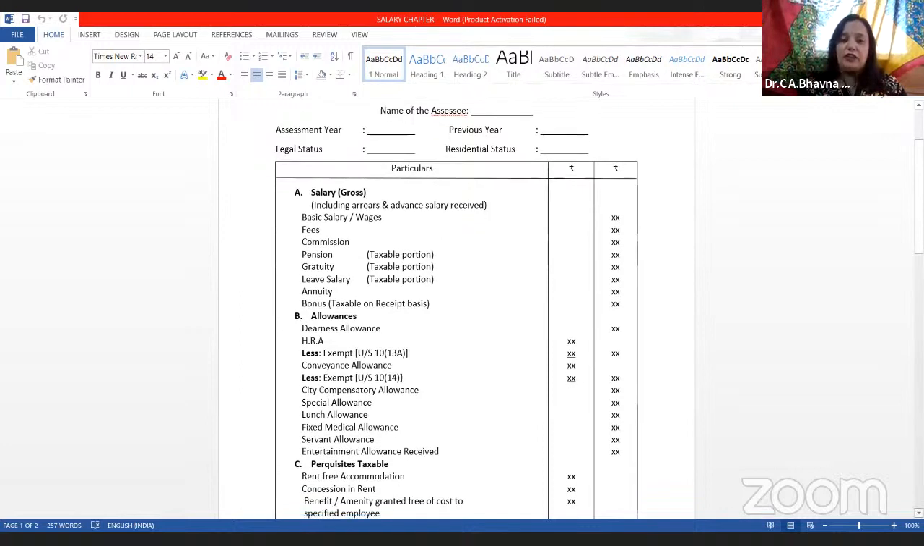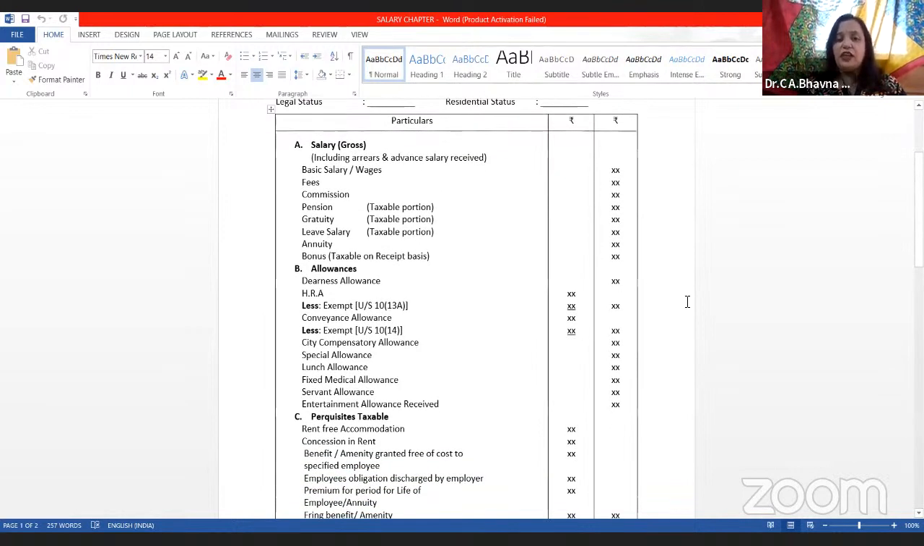Apart from this, you get allowances, that is your dearness allowance, which is called DA. It is based on the percentage of the basic salary. You get house rent allowance. But house rent allowance, to some extent, is exempt under section 10(13A).